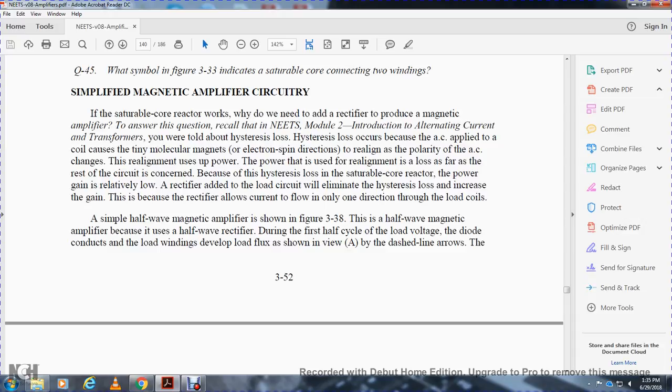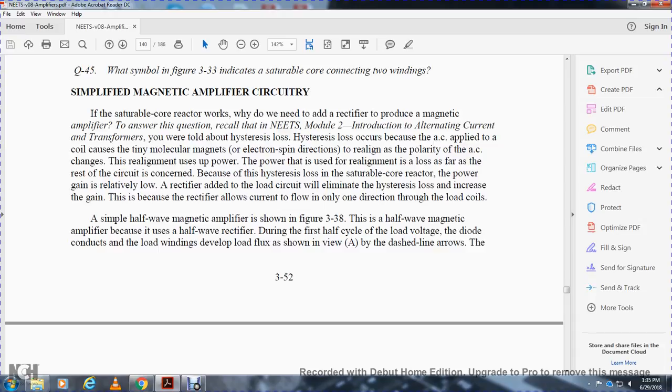Because of the hysteresis loss of the saturable core reactor, the power gain is relatively low. A rectifier added to the load circuit eliminates the hysteresis loss. The increase of the gain occurs because the rectifier allows current to flow in one direction through the load coils. A simple half-wave magnetic amplifier is shown in Figure 338.